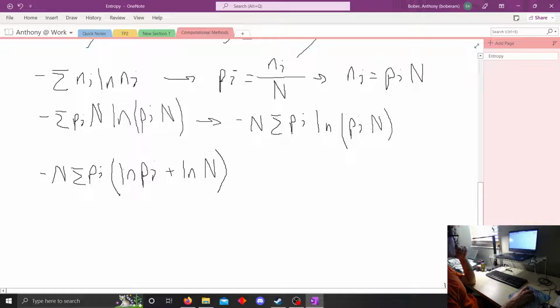And then what we can do is we can actually split up this summation. So what we're going to have is negative n, total number of students again, times the probability, times the natural log of n, minus n, times the summation of the probability, times the natural log of the probability.